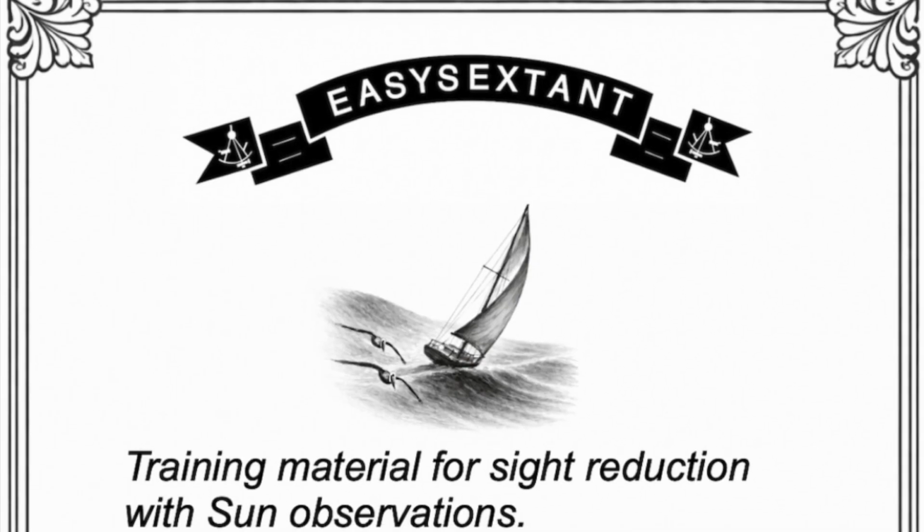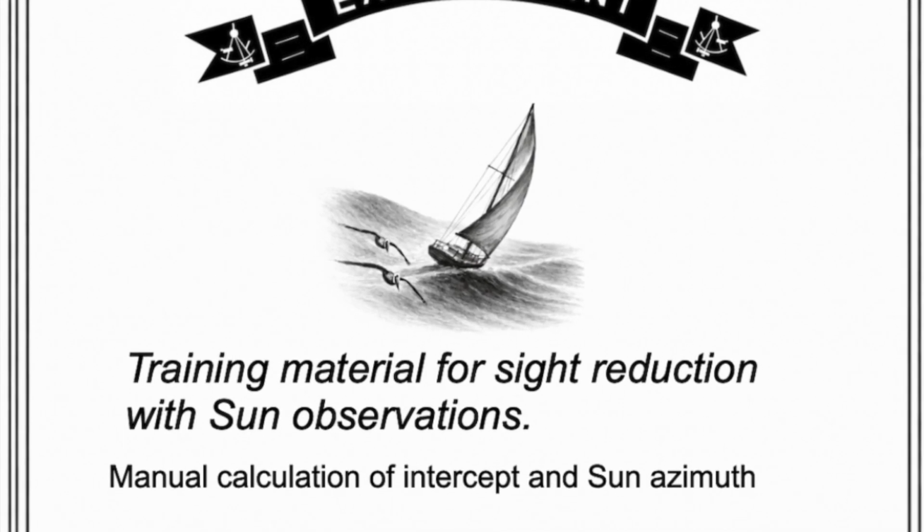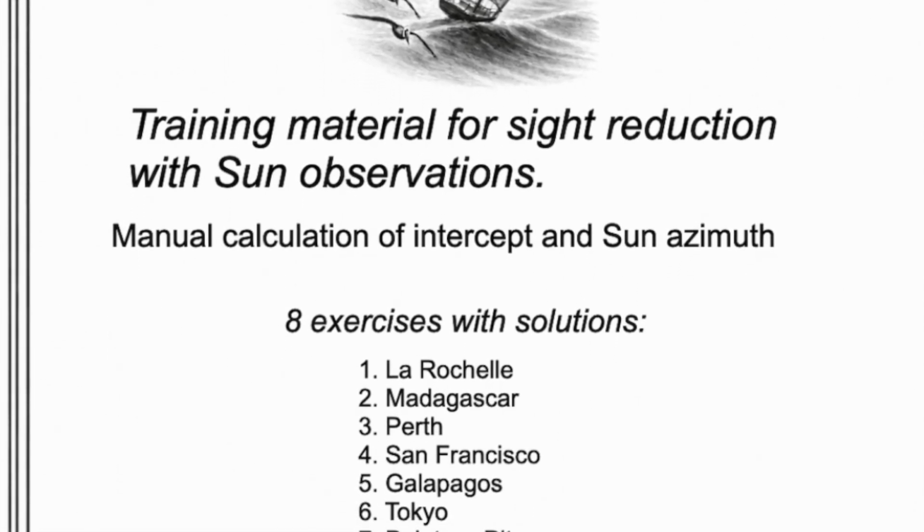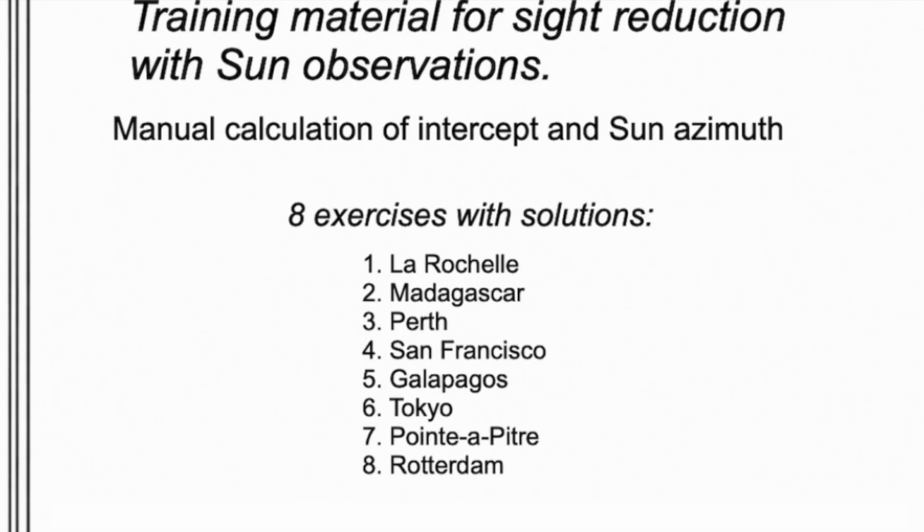Easy Sextant tables include 8 step-by-step worked examples, ideal for training and for refreshing knowledge at a later stage.